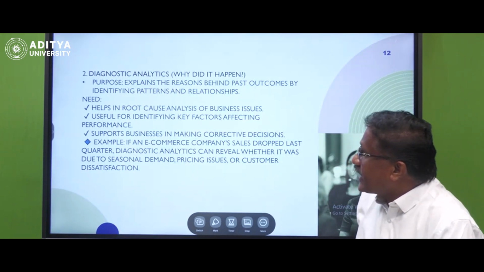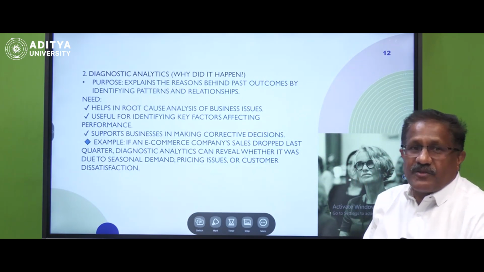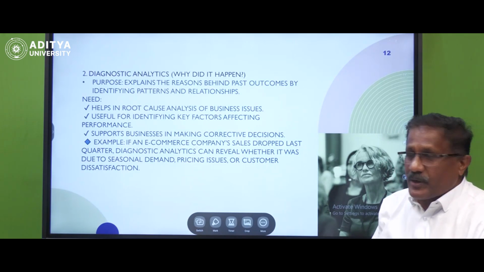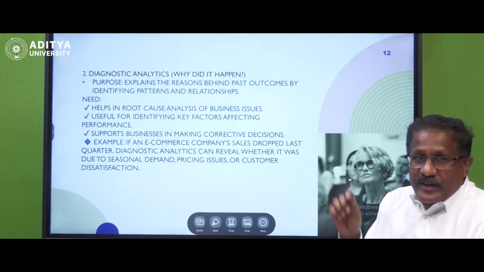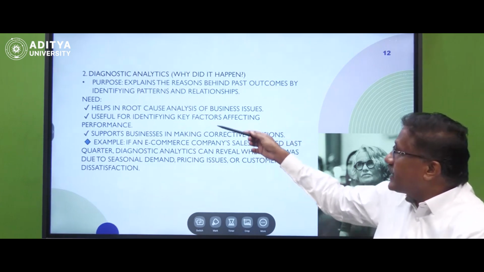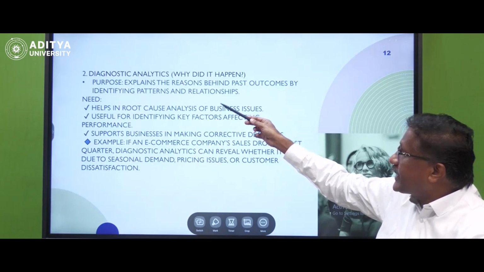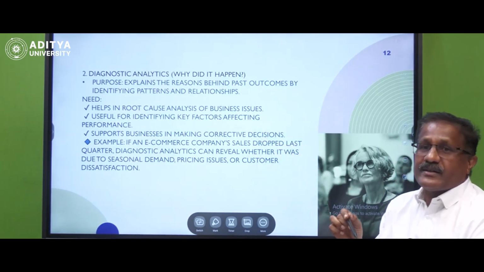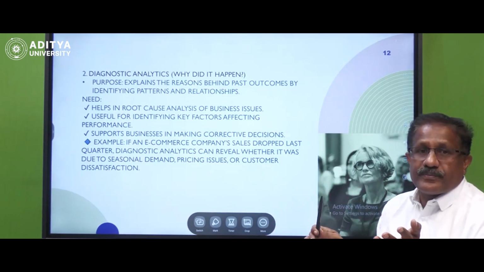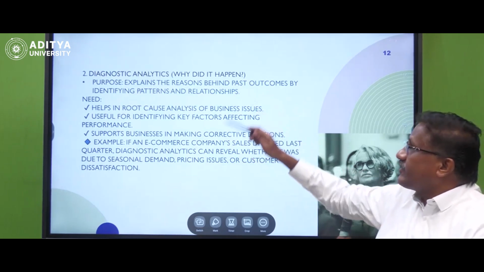The second one is diagnostic analytics. As I already told with one example, if you go to the doctor for your own health problem, first he diagnoses what the actual problem is. In the same way here, he has to find out the reasons and causes. Here it explains the reasons behind past outcomes by identifying patterns and relations. Why did this happen? Earlier, what actually happened was descriptive. But with diagnostic, why it happened is very important.